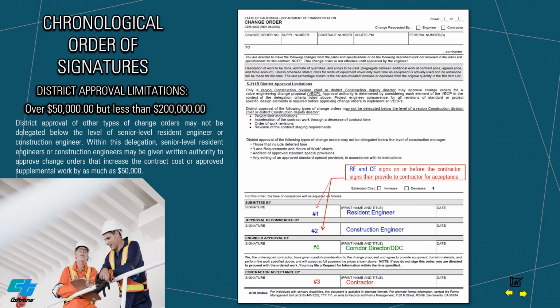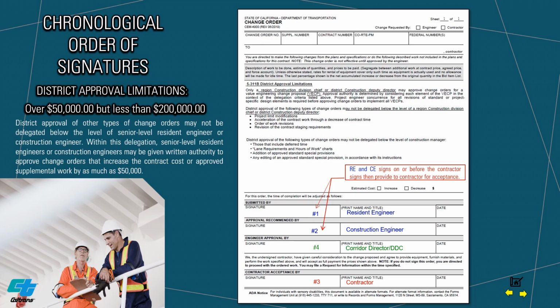Resident engineer. The resident engineer must sign and date the submitted by, followed by number 2. Construction engineer under approval recommended by. Once construction engineer signs, change order may be provided to contractor for acceptance. Then, step number 3. Package is ready for routing to contractor for execution.